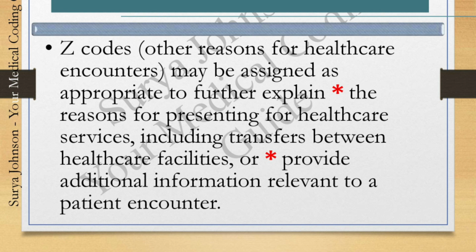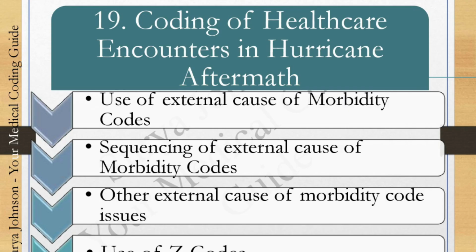So finally, in this 19th point, don't confuse yourself. Whatever is documented after a hurricane and hurricane aftermath, you will be coding everything, all the applicable codes. What is the cause, the intent, the place, the activity and the status, everything you'll code. And then you can code as many codes as possible to fully explain the scenario. Okay, and then the use of Z codes, we saw what additional information is relevant in the patient's encounter, code everything. Simple as that.